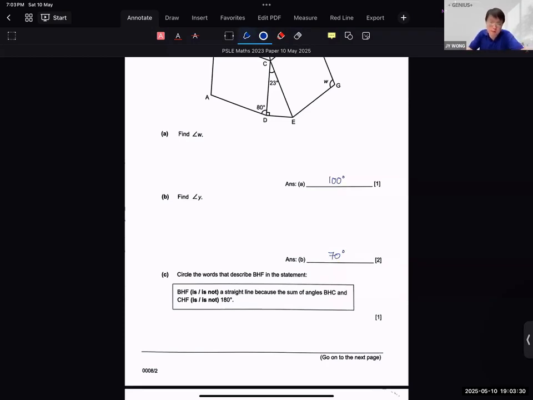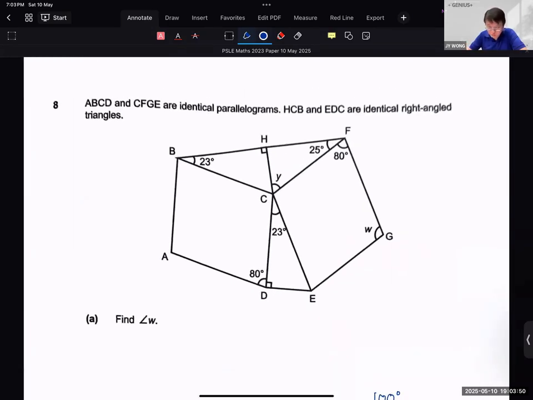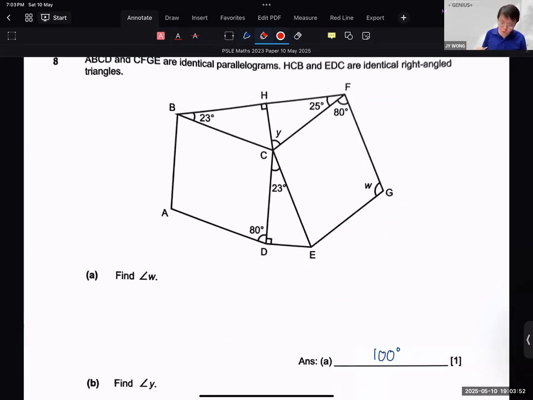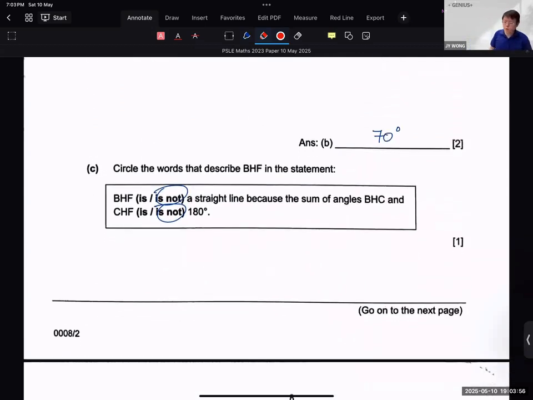Can you all please circle both and not just circle one? When you are doing questions like this, please don't make assumptions and read the question in full. If you read all the way until the end, they will tell you, circle the words that describe BHF in the statement. BHF is or is not a straight line.